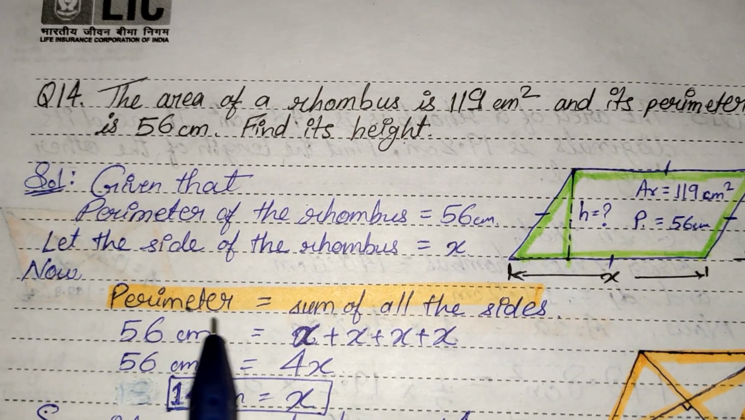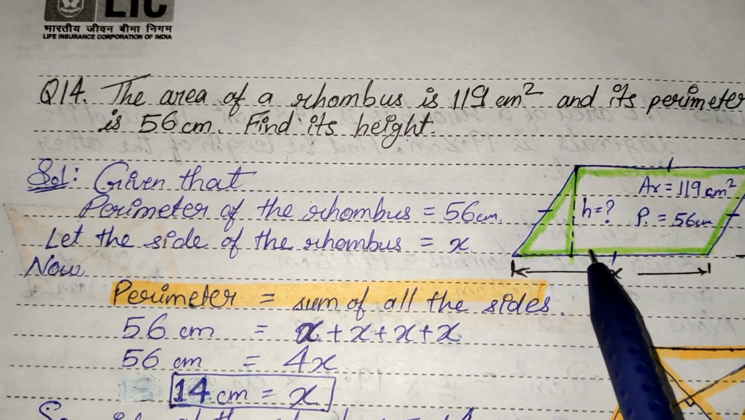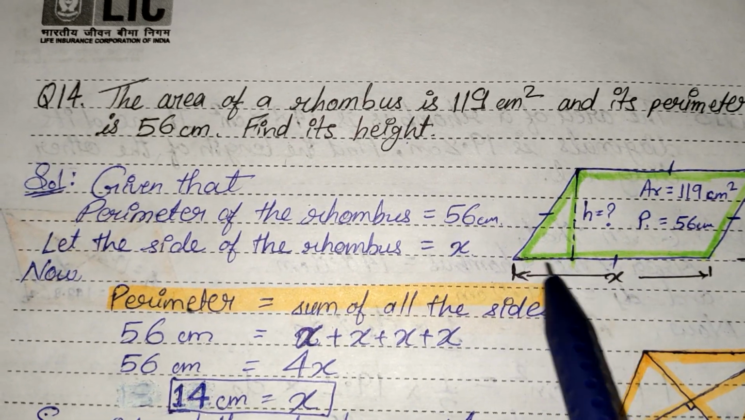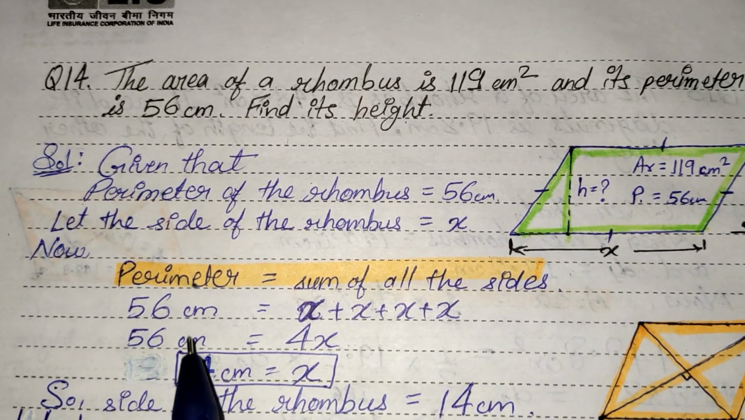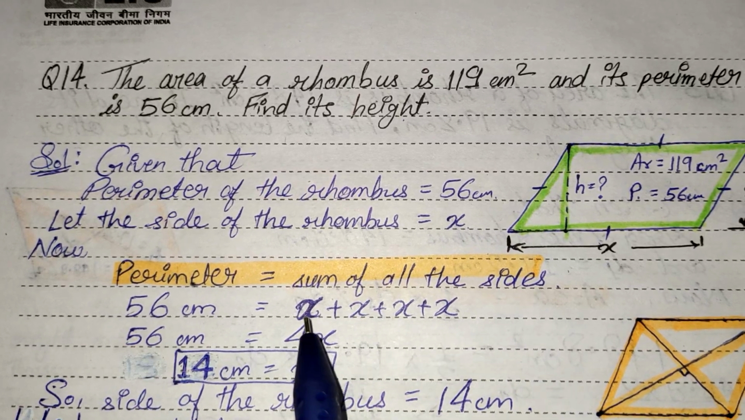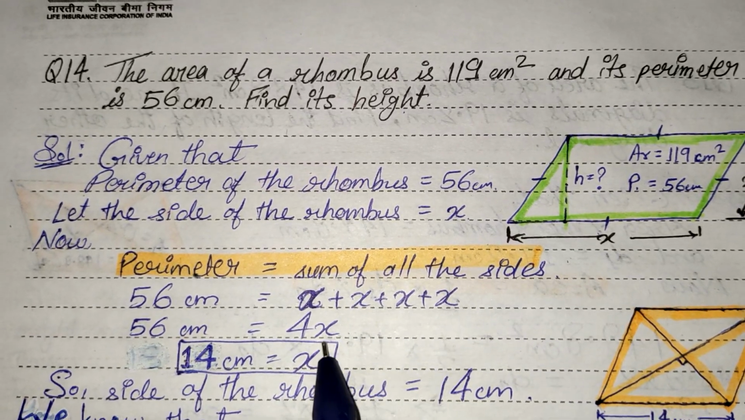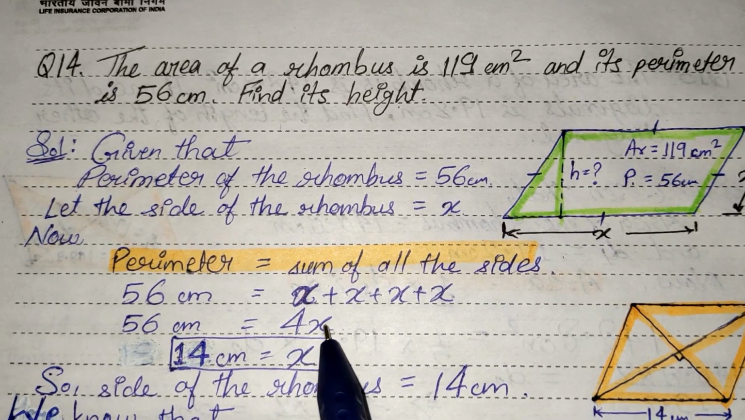Now perimeter is equal to the sum of all the sides. So it has 4 sides, that is x, x, x, x. Here perimeter is given as 56 centimeter. Sum of all sides, that is x plus x plus x plus x, we have 4x is equal to 56 centimeter. Now we have to find the value of x.